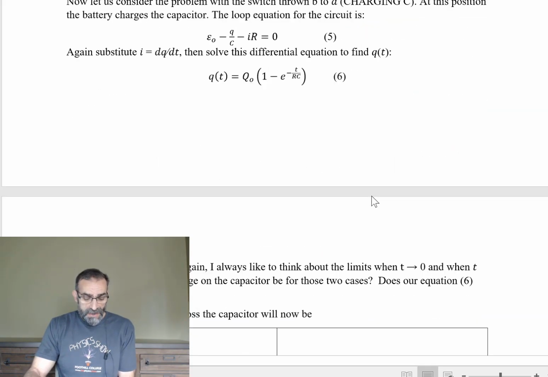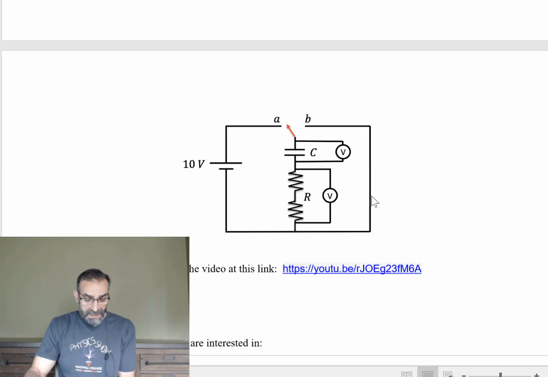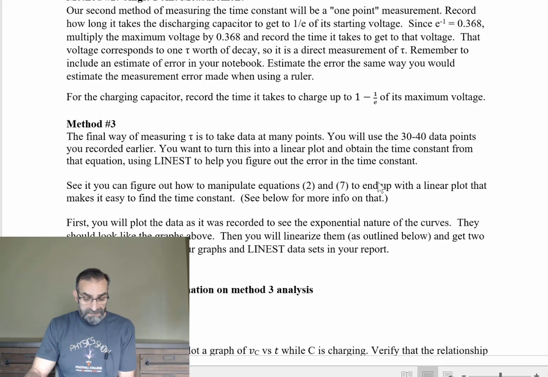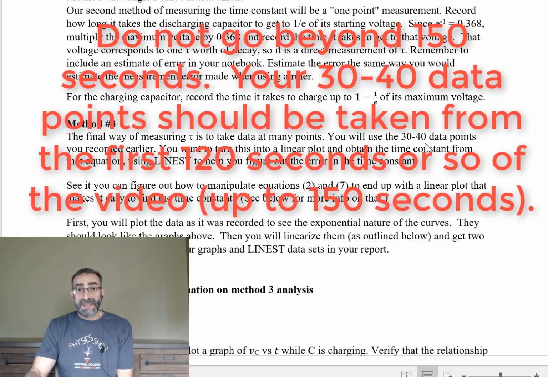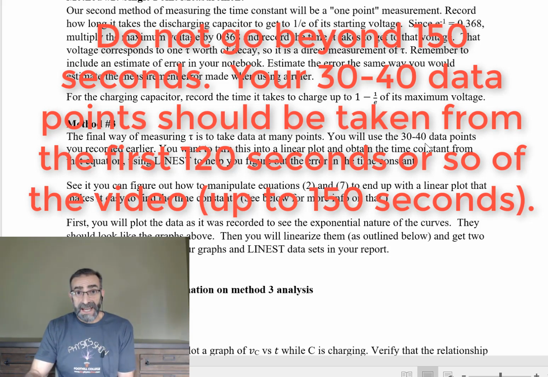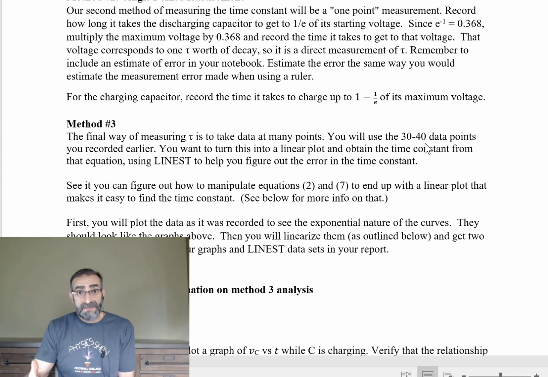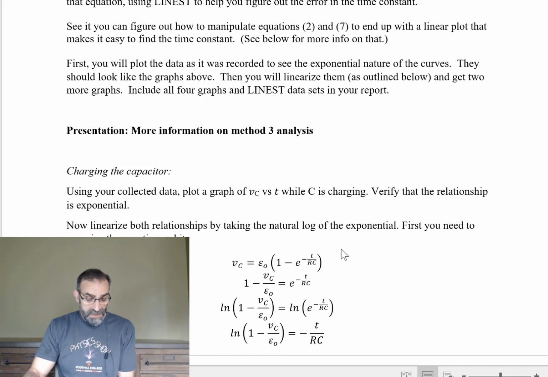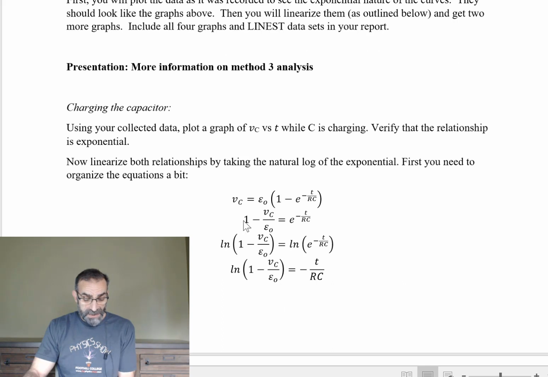Method 3 we call the multiple point method, because you're going to do about 40 data points. You'll take about 30 to 40 data points off the video as you're watching this thing charge or discharge over time, right? You're going to take data points over time, and you'll plot them and try to get tau from that. But the easiest way to do that is to turn it into a linear plot. So here's some information on that. This is how you would do it for a charging capacitor, but you can do the same thing for discharging.